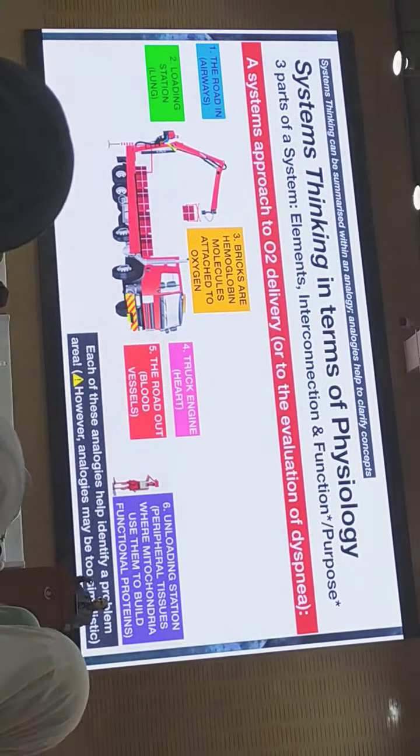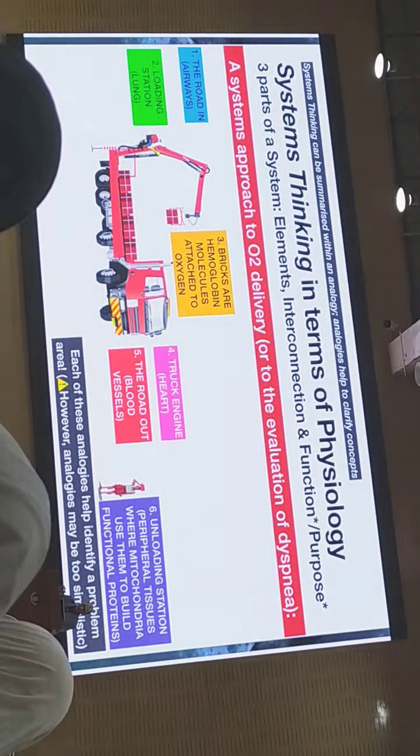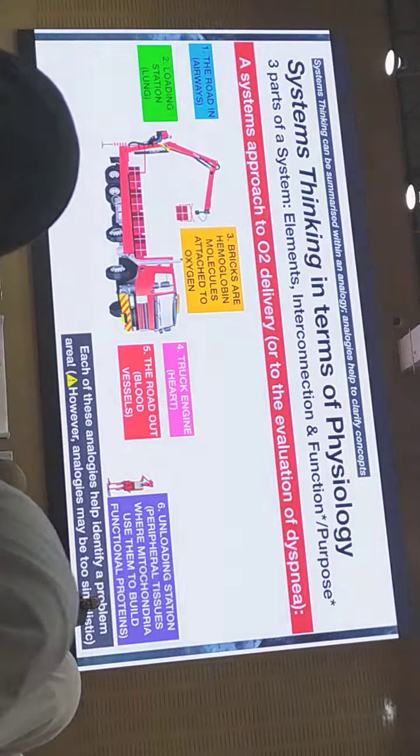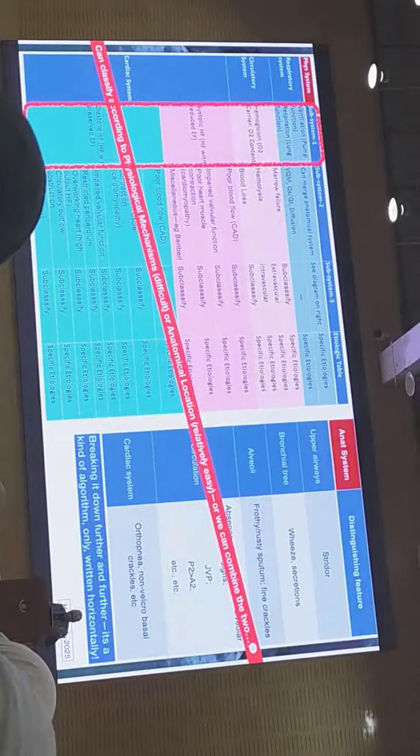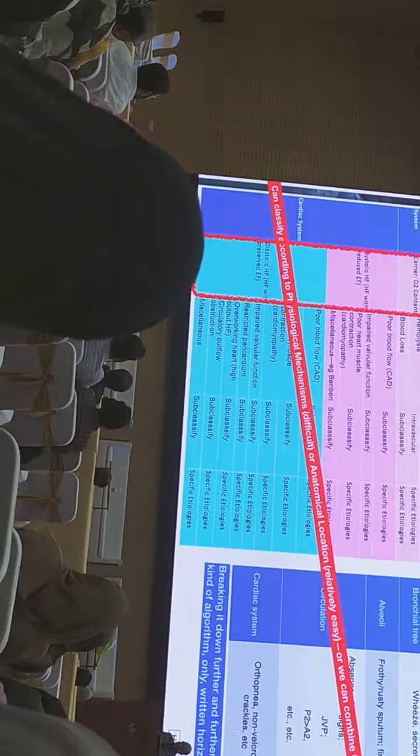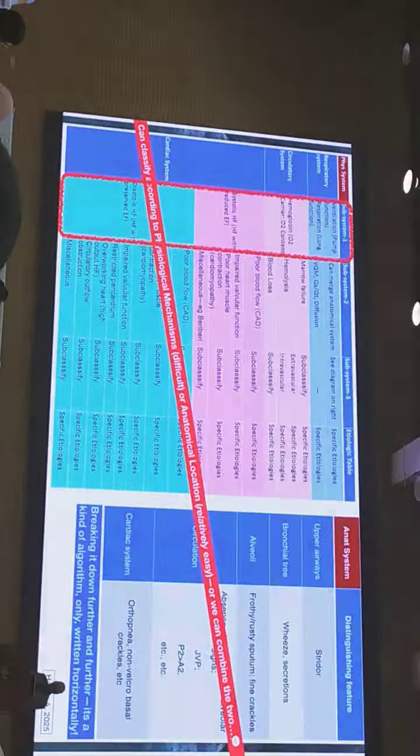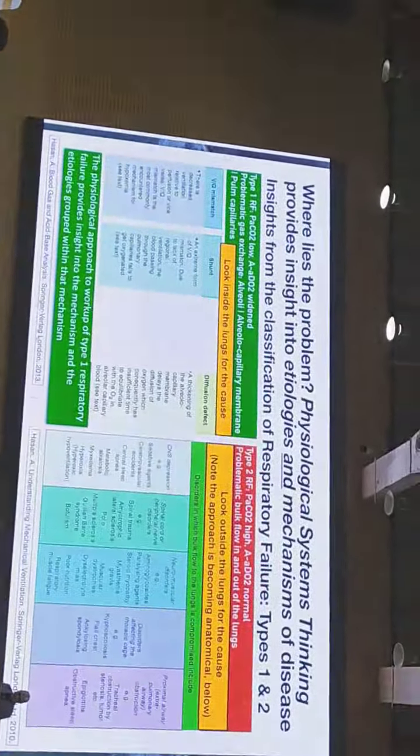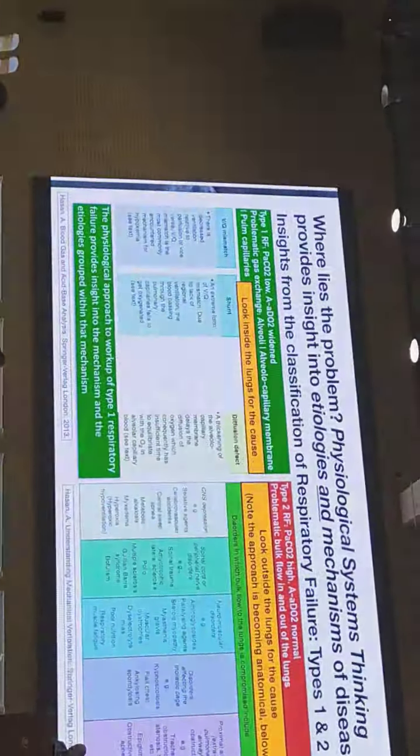So at each of these physiological processes, you might hunt for a cause if the problem is a problem with oxygenation. Now, this is again a table that I have here. You need not go into this, but the fact of the matter is, if you look at the data that I have circled, you could actually unravel the cause of dyspnea or even hypoxia by looking at this paper. So physiological systemic thinking provides insights into etiologies and mechanisms, which anatomic specific thinking does not.